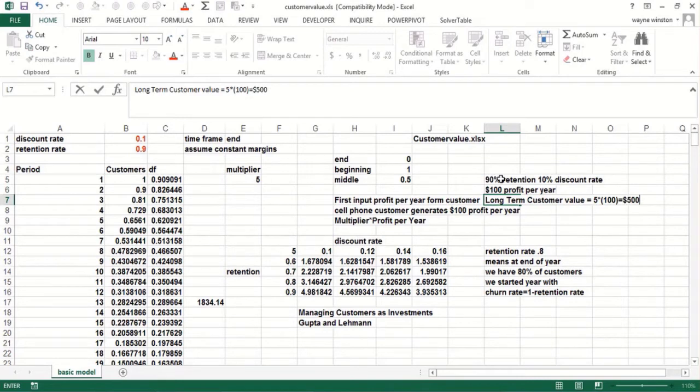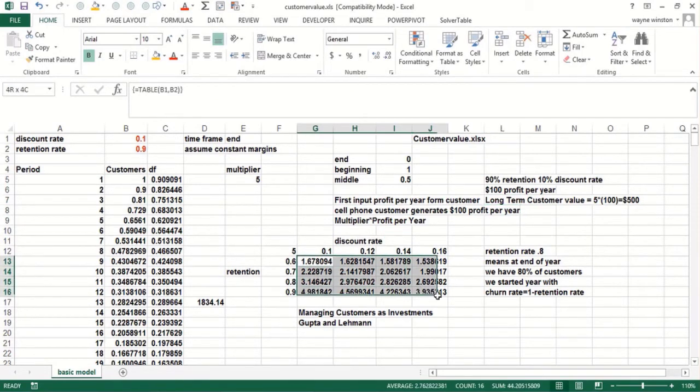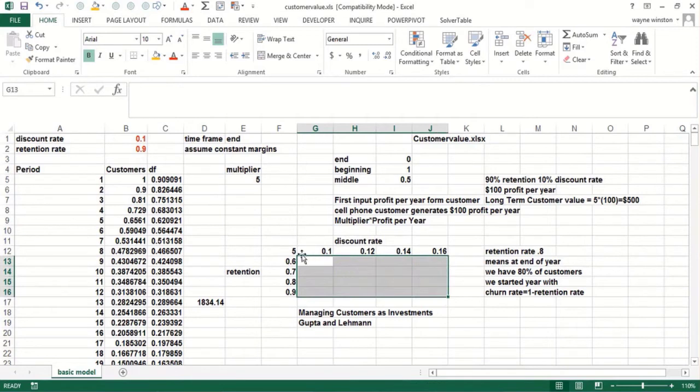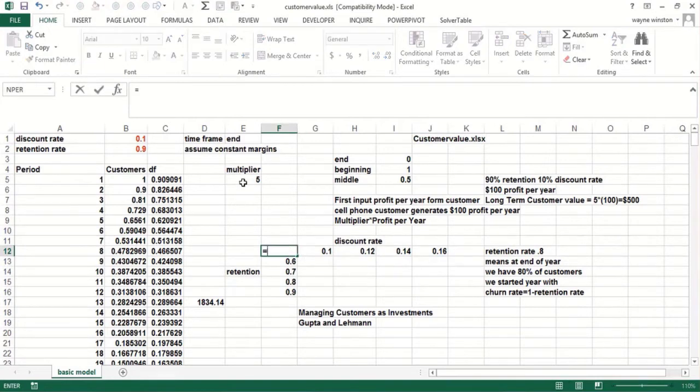Okay, now we want to do a sensitivity analysis on our 2 inputs. So I have it right here, but I'm going to do it from scratch. In other words, we want to vary the retention rate from 60%, 70%, 80% to 90%, and the discount rate from 10 to 16% to see which is more important, the discount rate or retention rate, to customer value. And it's clearly the retention rate. So our output cell will be the multiplier. And then we'll do a two-way data table.